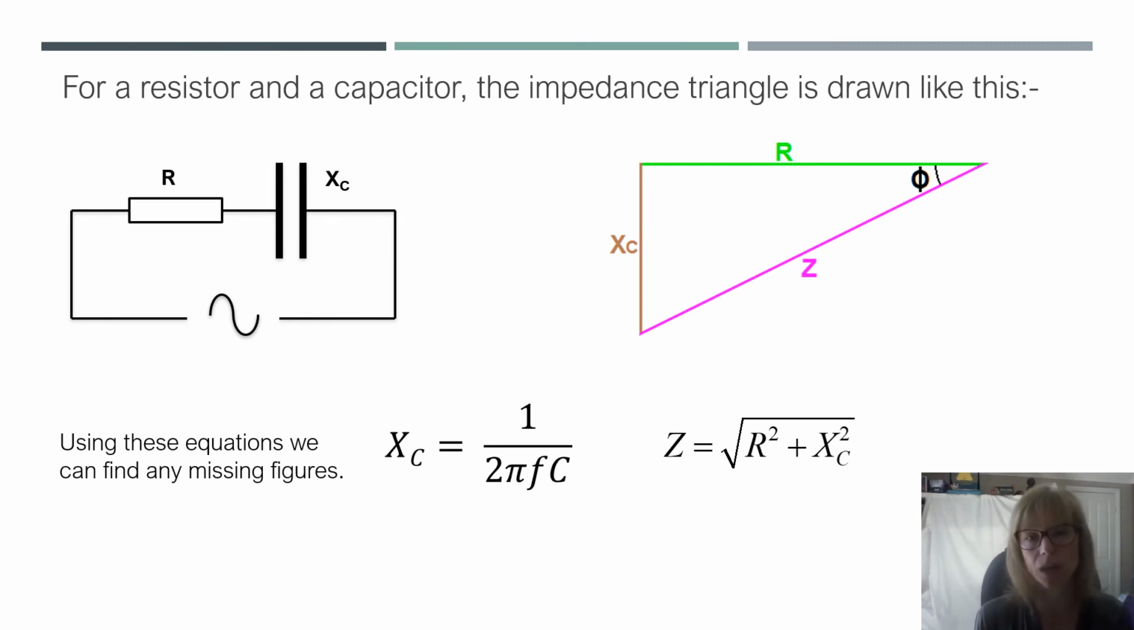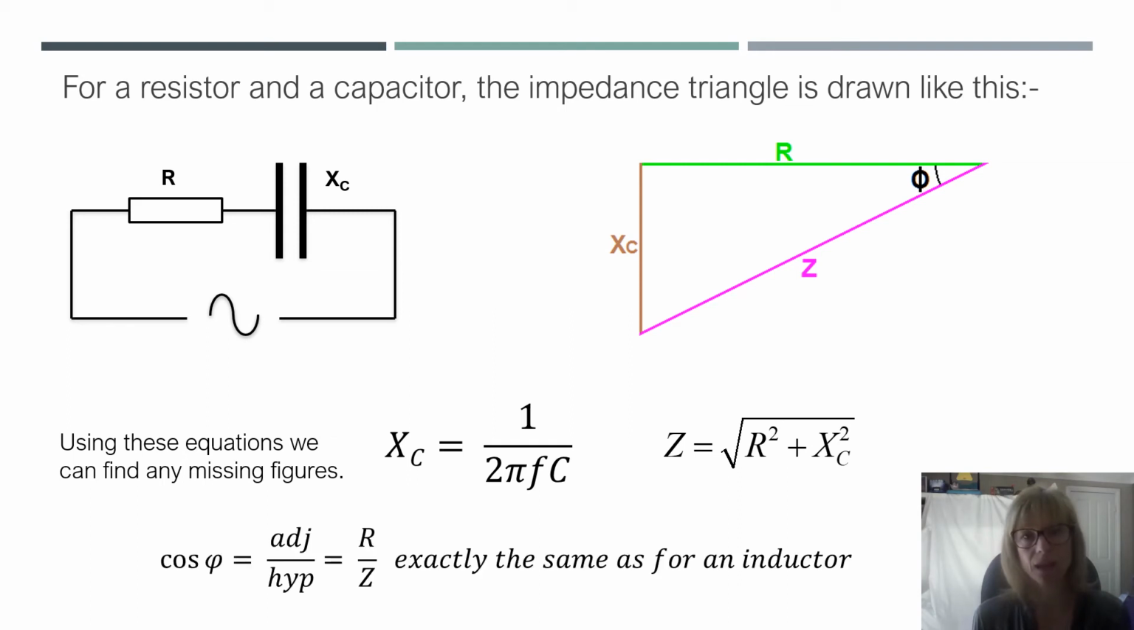Okay, so using these equations, we can find any of our missing figures. And this equation is exactly the same as for an inductor. Our cos phi is our adjacent over our hypotenuse, which when you look at your triangle, your adjacent is still your R and your hypotenuse is still your Z. So it's still R over Z. So it's exactly the same equation as for an inductor.